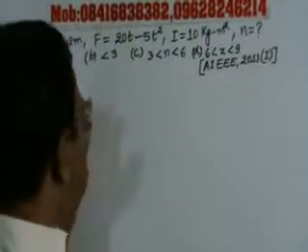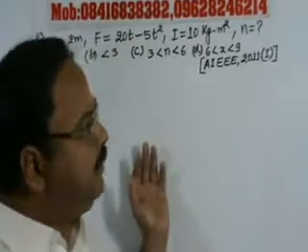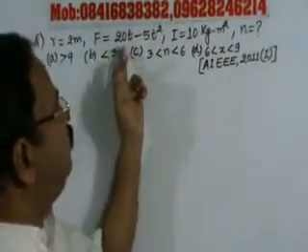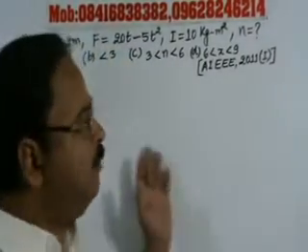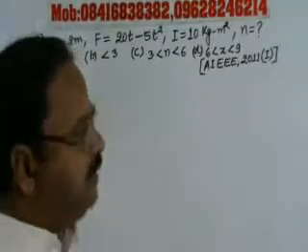Now in this problem, a pulley of radius 2 meter is rotated about its axis by a time dependent force 20t minus 5t square, where t is measured in seconds, and the force is applied tangentially.